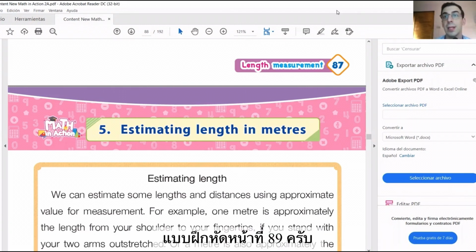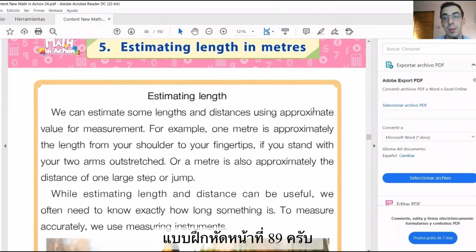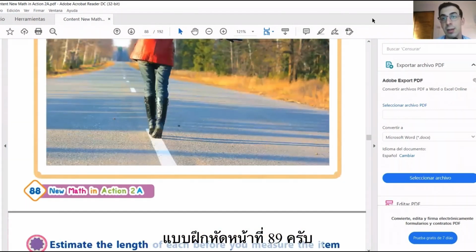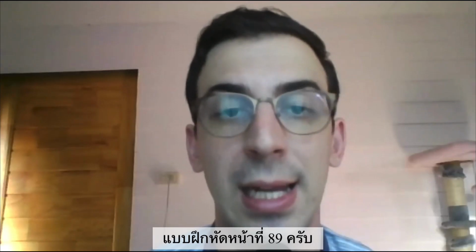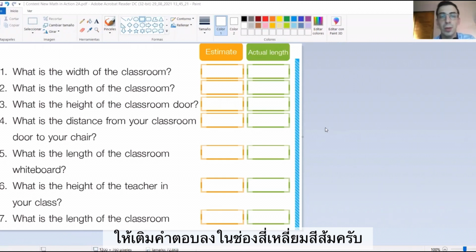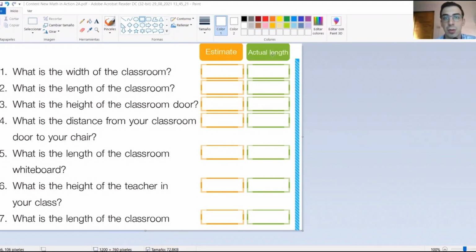So here we have an activity in page number 89. Okay, so you can open your book, please. Page number 89, and you will see this activity. Here we have to fill the gaps. We have the orange gaps and the green gaps.